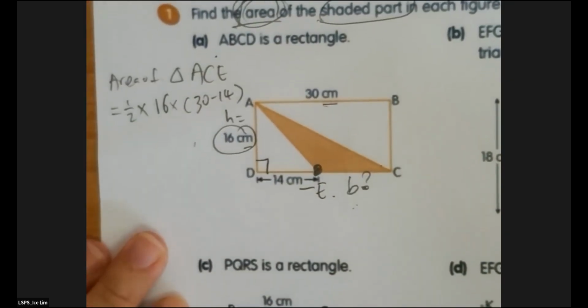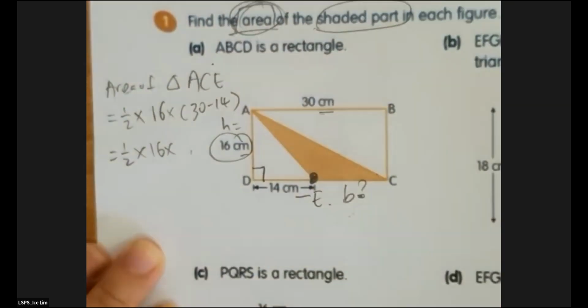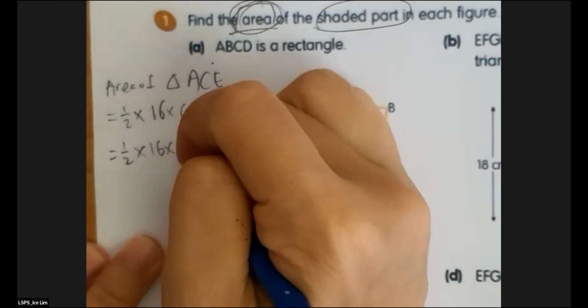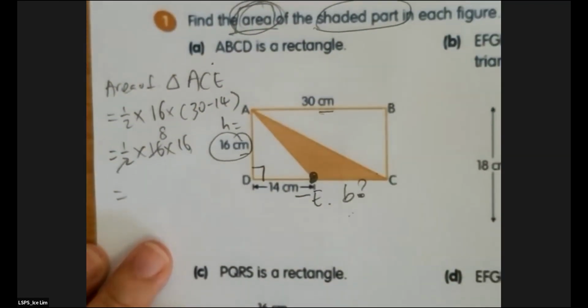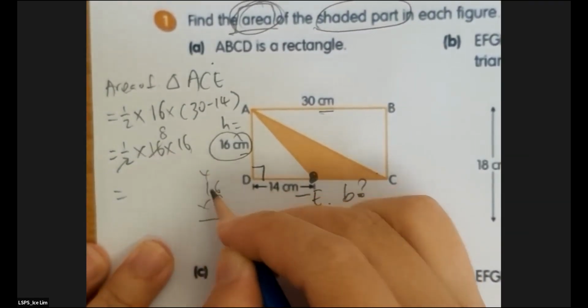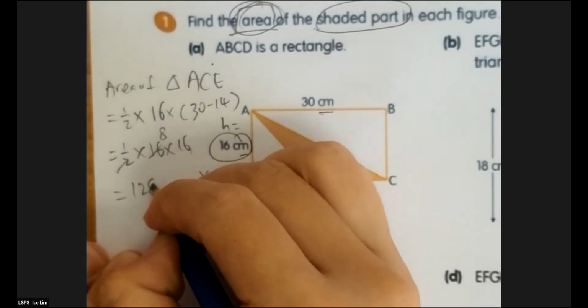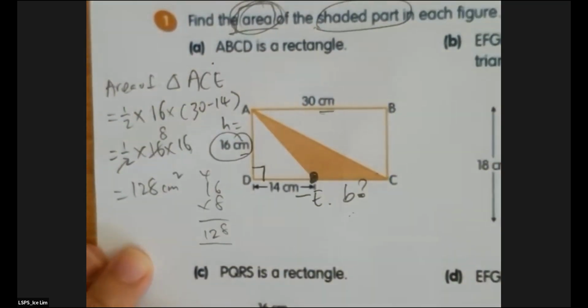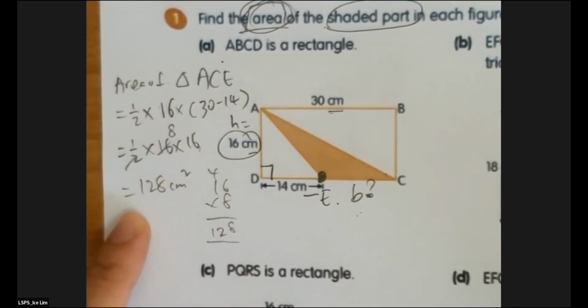Right? Okay. So I will have half times 16 times, 30 minus 14 is also 16. So cancel 8. 8 times 16 will be 128. Very good. Okay. 128 square centimeters. So in this case, I only need to use method number 1. Find the missing measurements. There is the base, and then I calculate immediately.